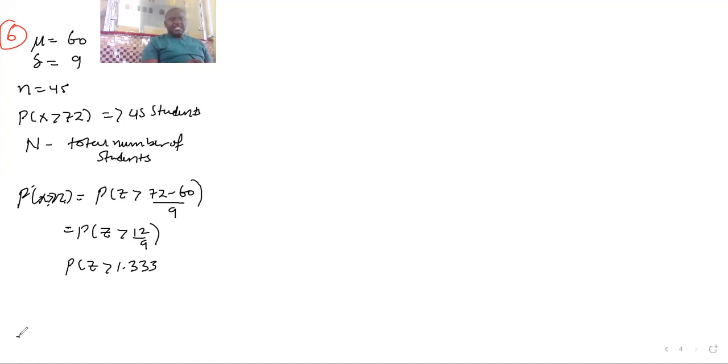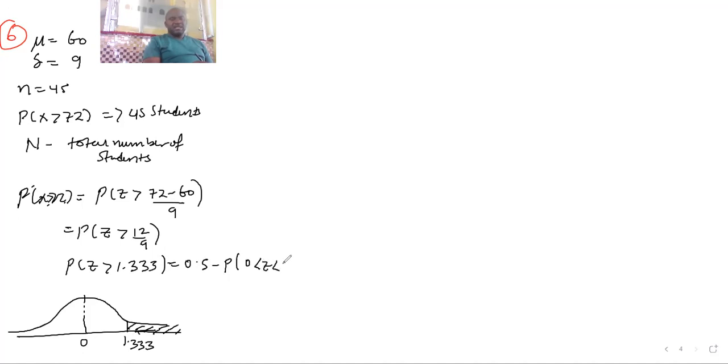Now, in that regard, because we said greater than, we can use R on a calculator. It's already positive, don't waste time. You can use R on the calculator directly, or you can use 2 and then subtract from 0.5, and so on and so forth. So this is what we're looking for. This is 1.33. Those of us who read the table, it is 0.5 minus the probability from 0 less than Z less than 1.33. What does the table value give you?